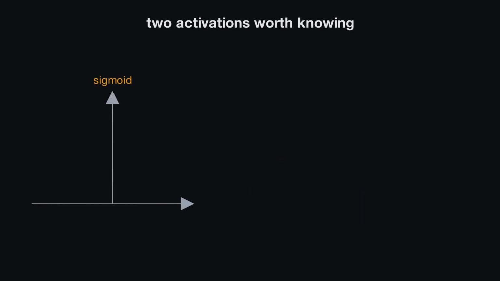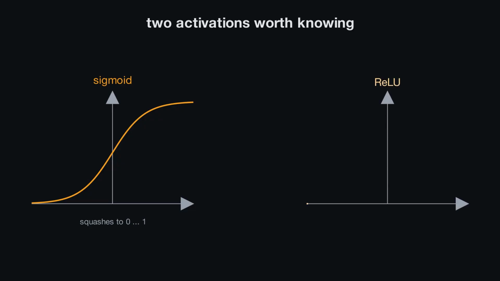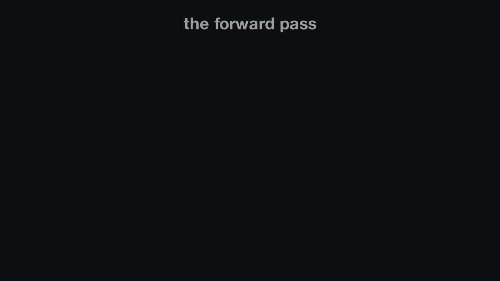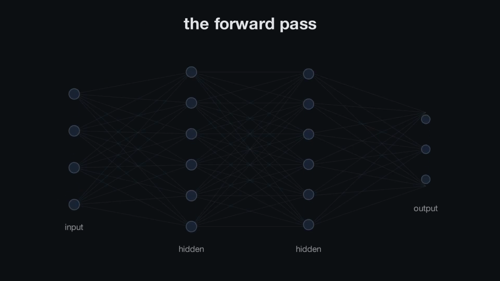Two activations are worth knowing. The first is the sigmoid. It takes any number and gently squashes it to a value between 0 and 1. Great for a probability. The second is ReLU, and it is even simpler. If the number is positive, keep it. If it is negative, turn it into 0. That is the whole rule. ReLU keeps a strong, clear signal for learning, so it became the favorite for the hidden layers in the middle of a network.